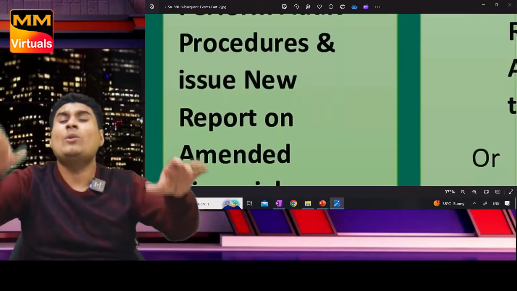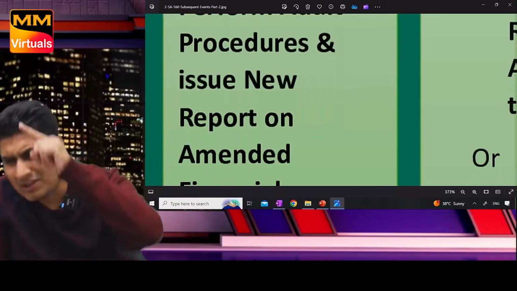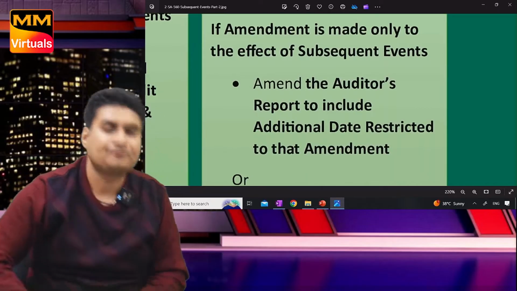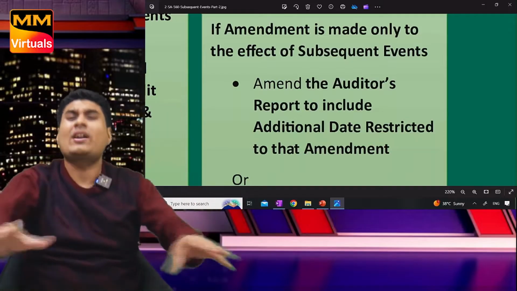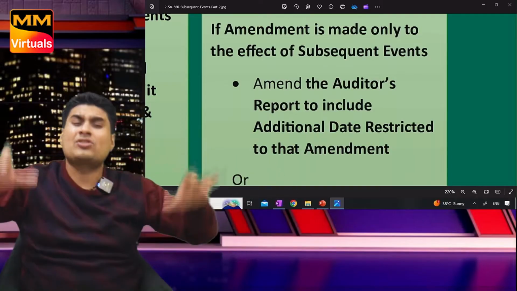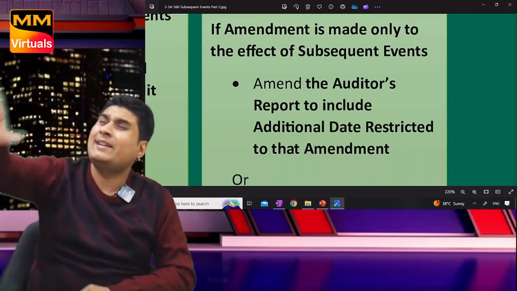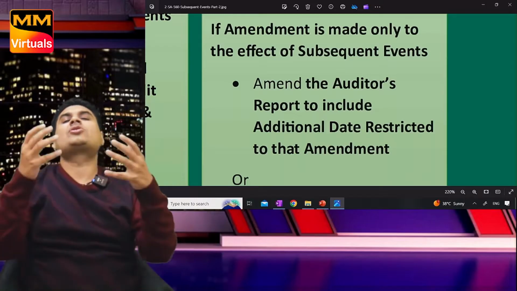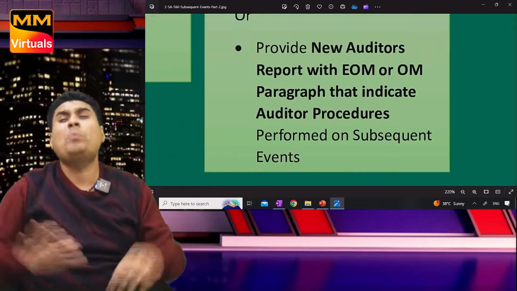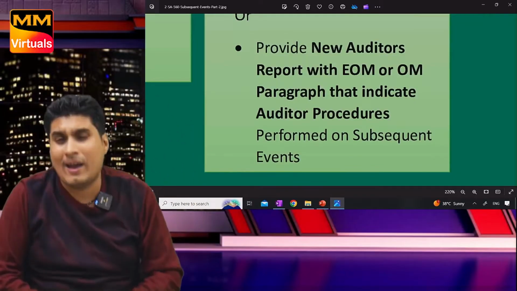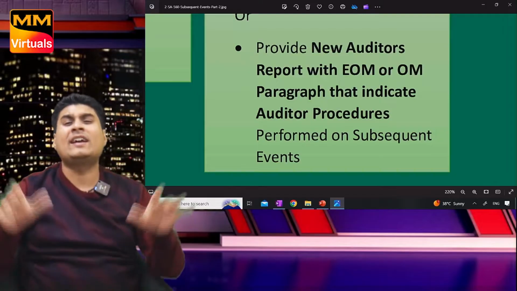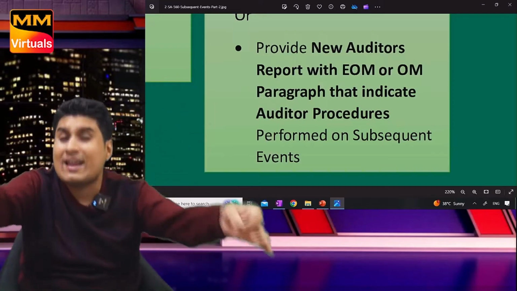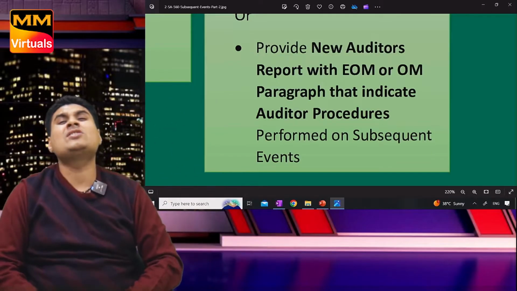But if the amendment is made only to the extent of the subsequent event, they are not changing the full financial statement, only the subsequent event, then what shall I do? Very simple: amend the auditor's report to include an extra date, restricted to that amendment. Nothing else to do. Or provide a new report with an EOM or OM, an emphasis of matter paragraph or other matter paragraph, which will tell us that we have done work on the subsequent event. One last time, if they change the financial statement, do new audit procedures on it and issue a new report.